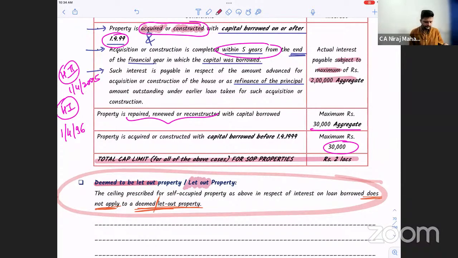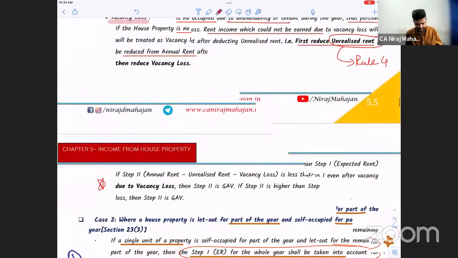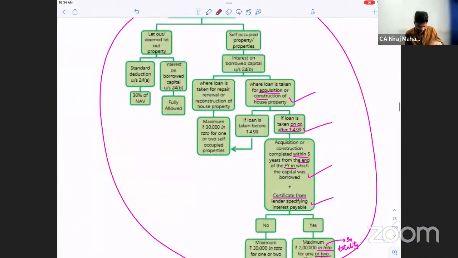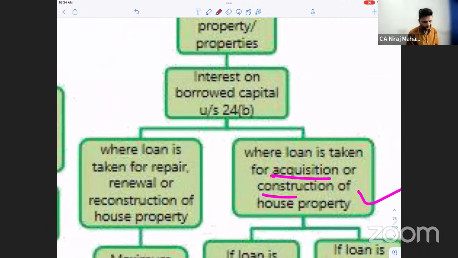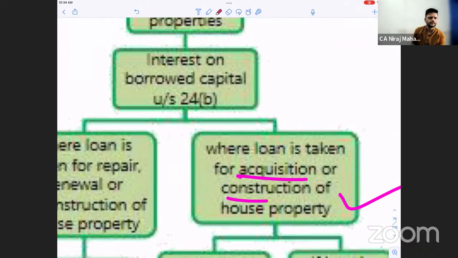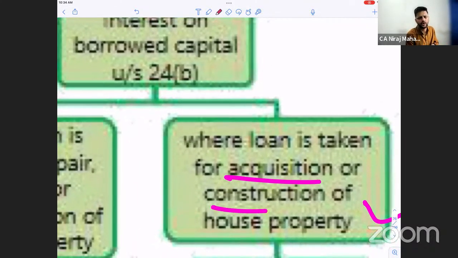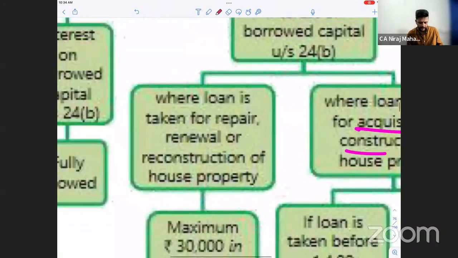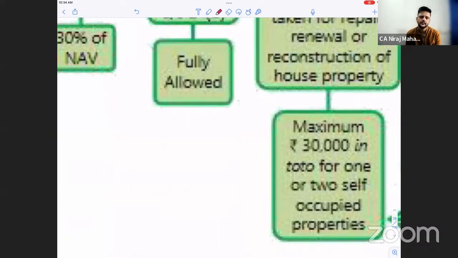Again, we'll come back to that diagram. Check here. Wherever the answer is no, it means it is not for acquisition or construction. Cap, there is no full form for cap. So if it is not for acquisition or construction, it is for repairs or renewal or reconstruction. Simple. What is the limit? Maximum rupees 30,000 in total for 1 or 2 self-occupied properties.